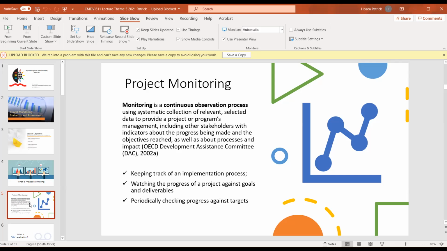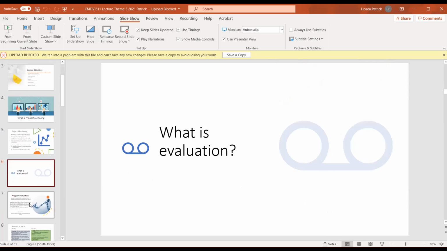Okay, so if this is what monitoring is, what is evaluation? What is evaluation? Any idea?